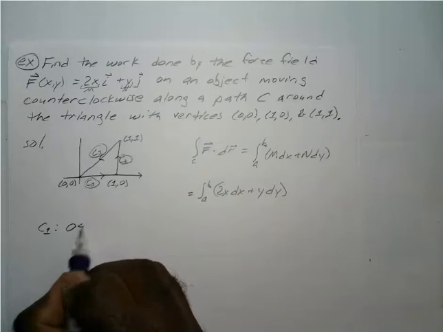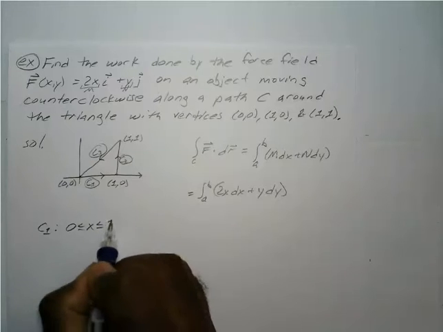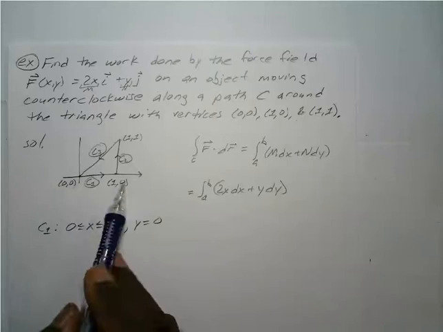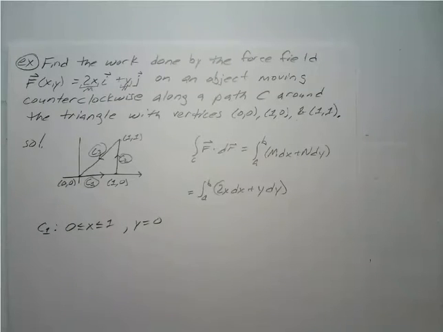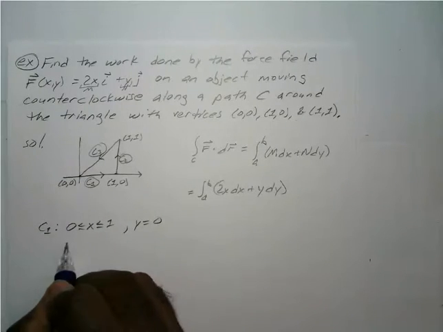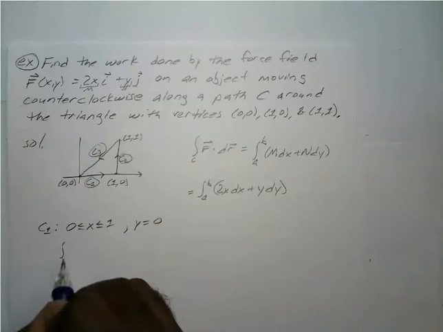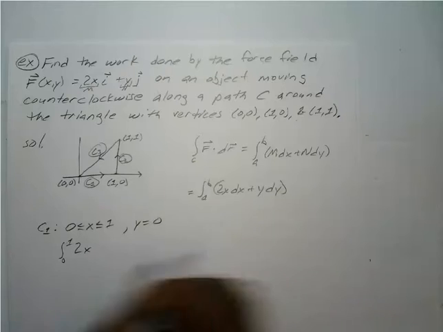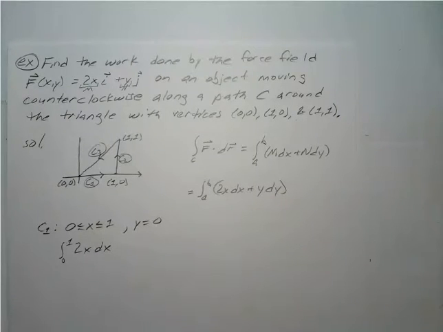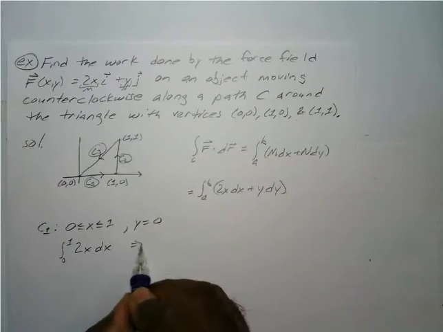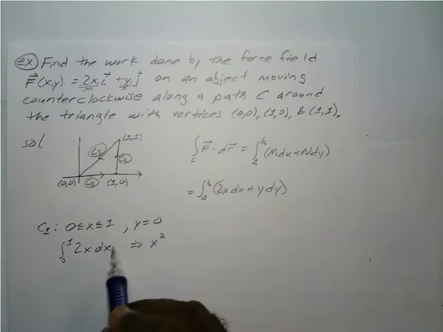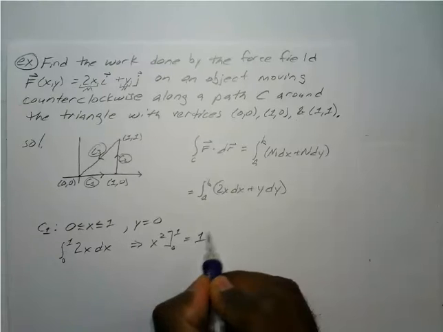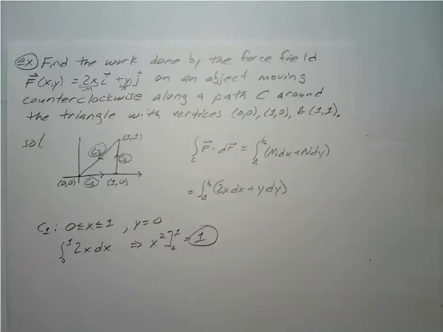So know that x is from 0 to 1. In this case, y is just equal to 0. Y is 0 on both of them. X goes from 0 to 1. Really, since y is equal to 0, you just have to find the integral from 0 to 1 of 2x dx, which is x squared over 2. The 2's cancel. From 0 to 1. So we have 1 here for our work.